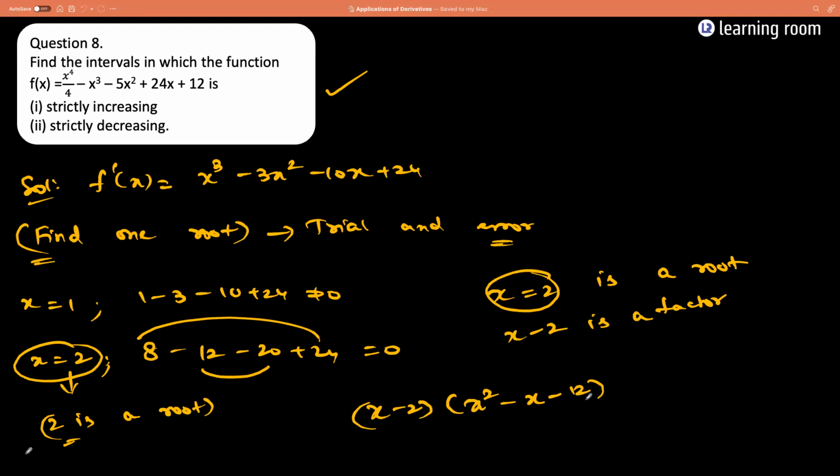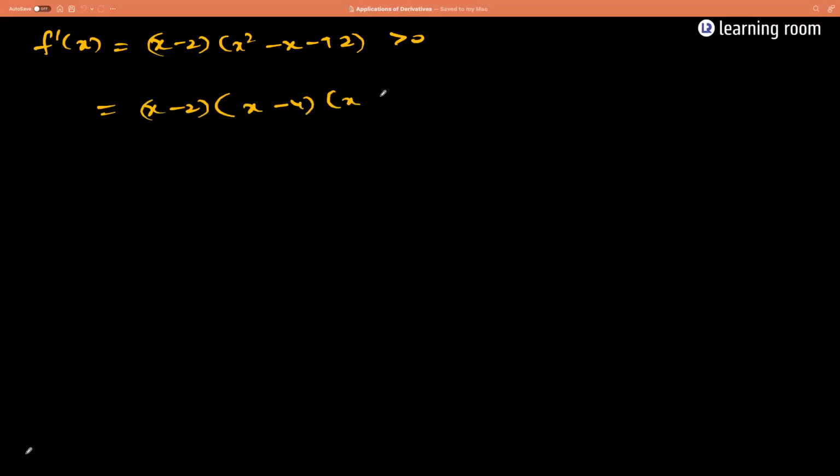Okay. So if I equate this to 0, okay, not 0. If I make this greater than 0 for an increasing function. So x square minus x minus 12, how will you factorize it further? So f dash of x is equal to x minus 2 into x square minus x minus 12. If this is greater than 0, you will get x minus 2 into x minus 4 into x plus 3 greater than 0. Right? Yes, sir. So you will draw the number line.